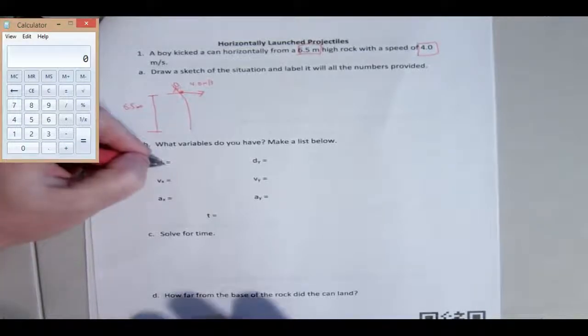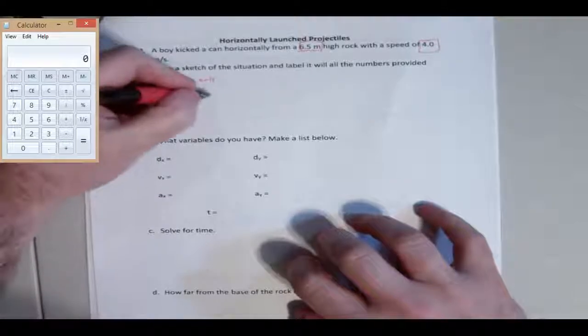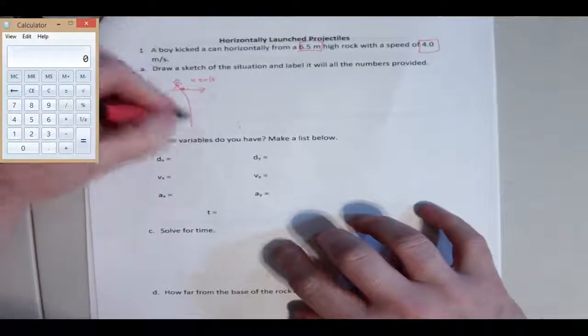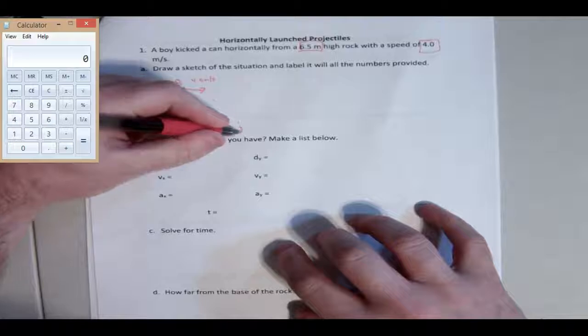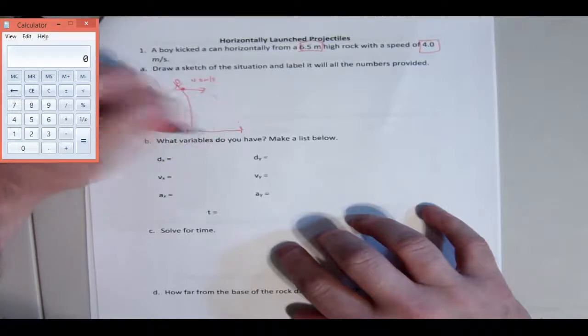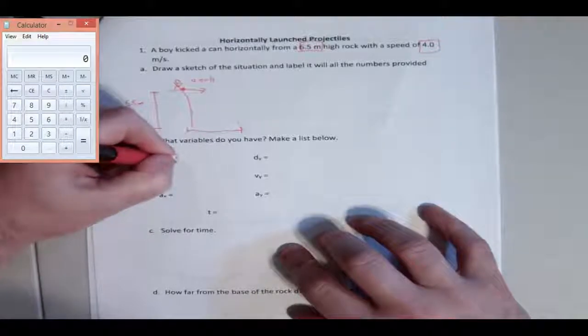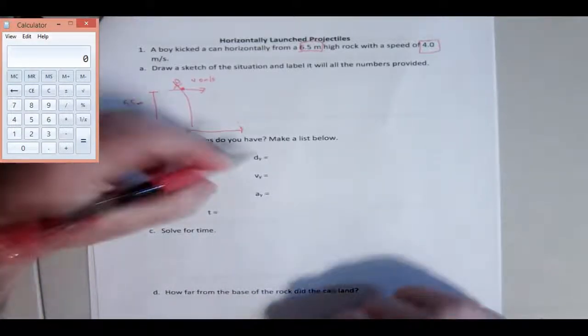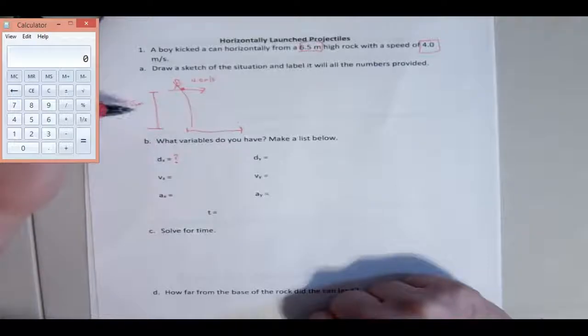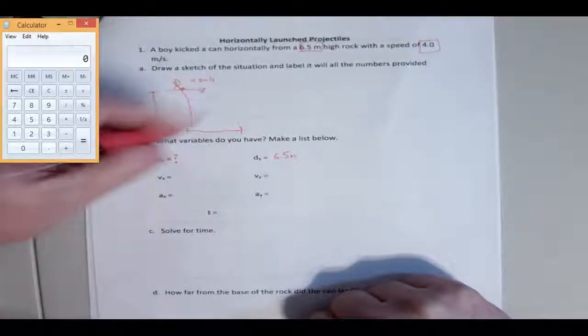The x displacement. So obviously they don't tell us this. So this is the can kind of going. But the x displacement is, yo, how far the can goes. So does that exist? If I kick a can off a rock and it falls down, there's going to be an x displacement. So that does exist. So in this case, we're going to put a question mark, meaning it exists, but I don't have it. The y displacement, how high is it up? Do we have that? Yes, 6.5 meter high rock. So that is going to be 6.5 meters.